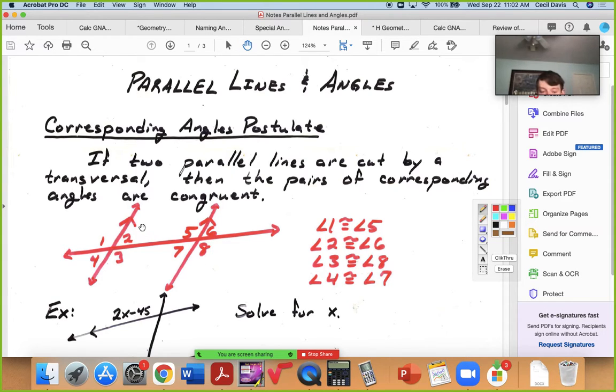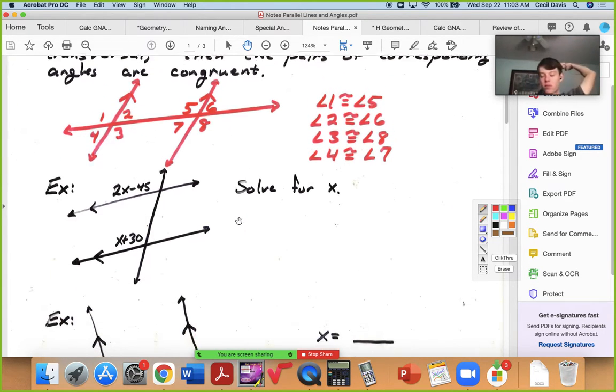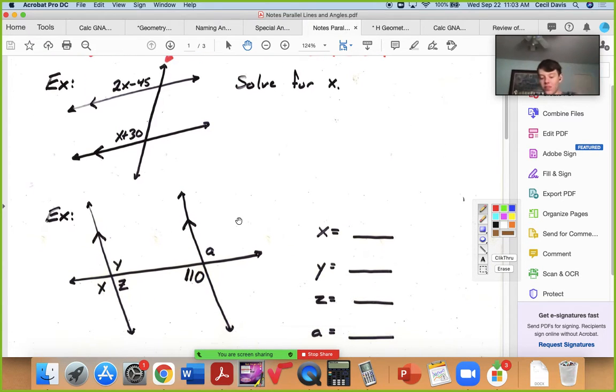How do I know that? Because what does this little arrow mean here? What does that mean about the lines? That they're parallel. If we don't have that, we can't say any of this. The lines must be parallel. All right, so let's do this example.